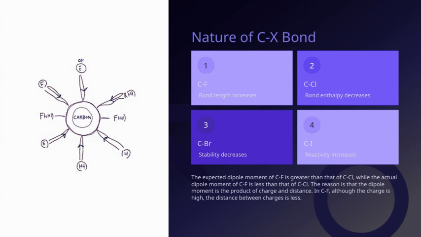The reason for this is that the dipole moment depends on both the charge and the distance between the charges. In the case of C-F, even though the charge is high, the bond length is shorter, which reduces the overall dipole moment. Finally, when we consider stability, it decreases as we go from C-F to C-Br. This is related to the increasing bond length, which weakens the bond and makes the molecule less stable overall. So, in summary, as the bond length increases from C-F to C-Br, reactivity increases, but stability decreases, highlighting the delicate balance between these factors in chemical bonding.